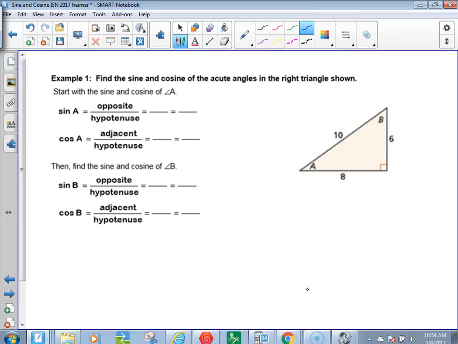All right, find the sine and cosine of the acute angles in the right triangle shown. If you like using highlighter, I'm going to look at the sine of angle A. A is coming from the corner where A is, so that's where you're looking from. The key thing is to note where your hypotenuse is, which is always across from the right angle. So this is the hypotenuse.